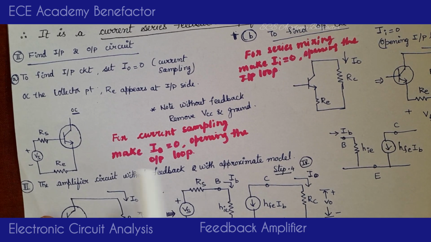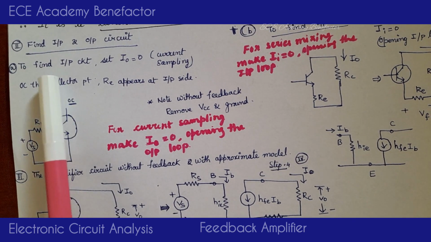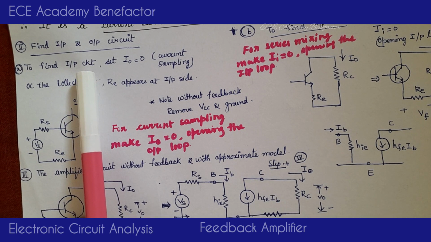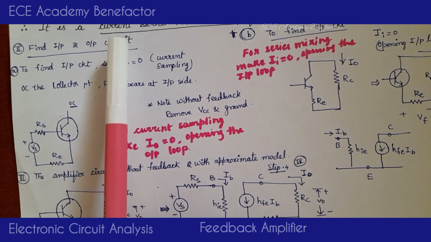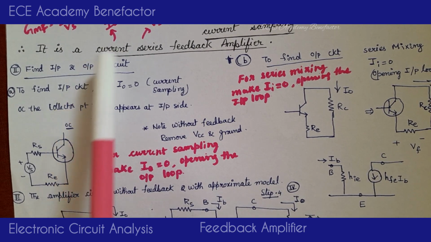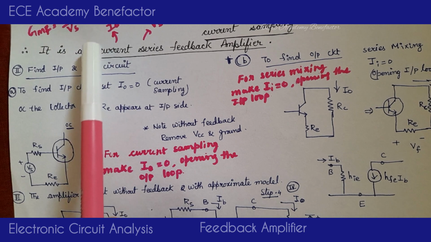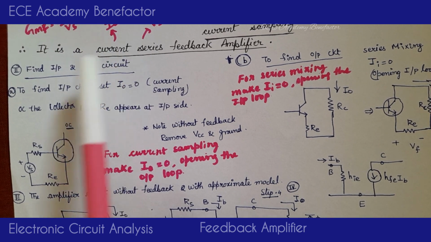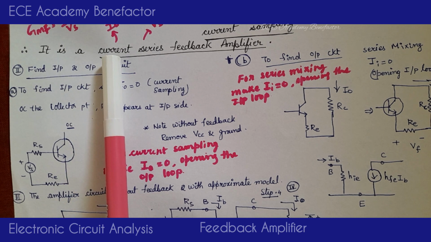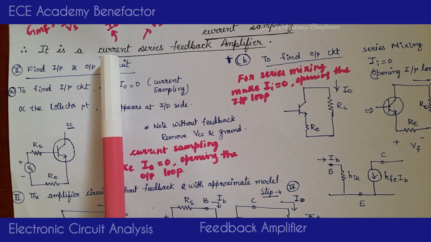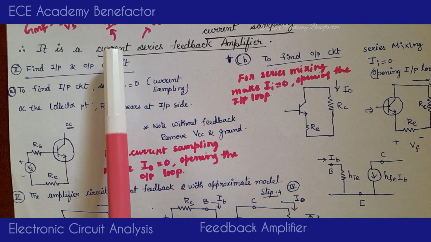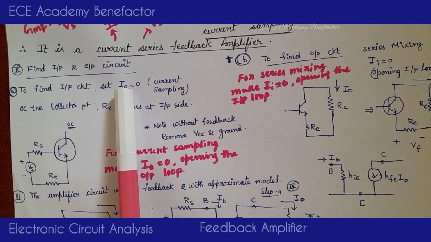So let us start with how to draw the input circuit. We got the name current series. For the input circuit, we have to see what sampling is done at the output side. What type of sampling is done? Current sampling. So you have to make I0 0.